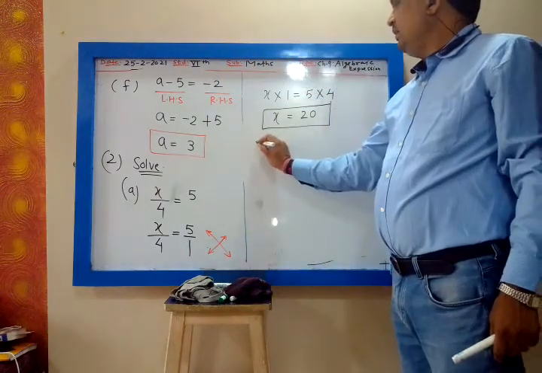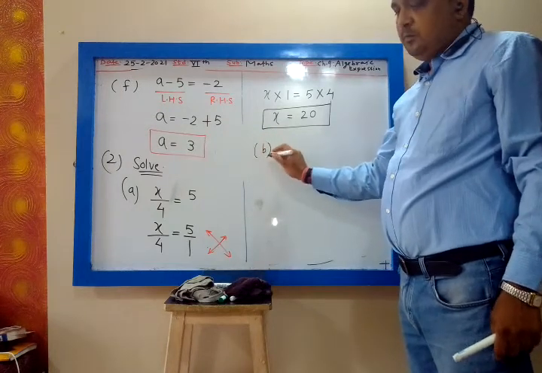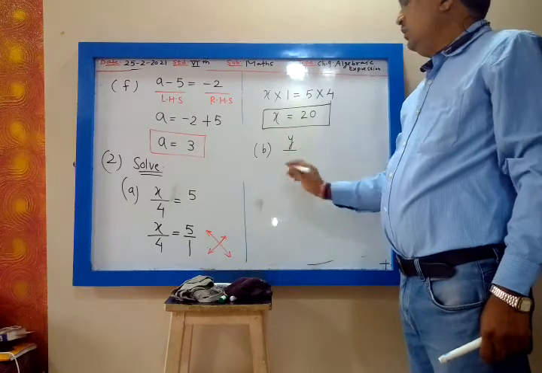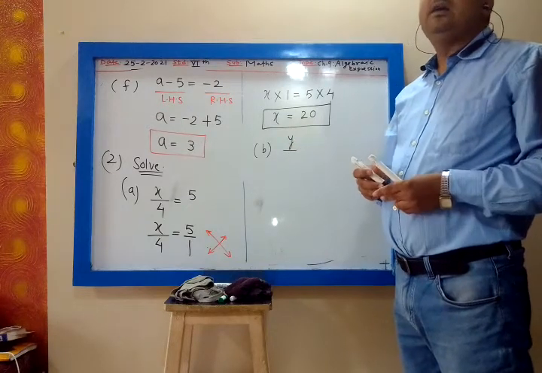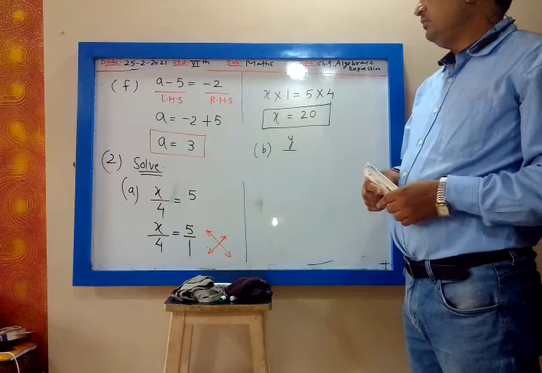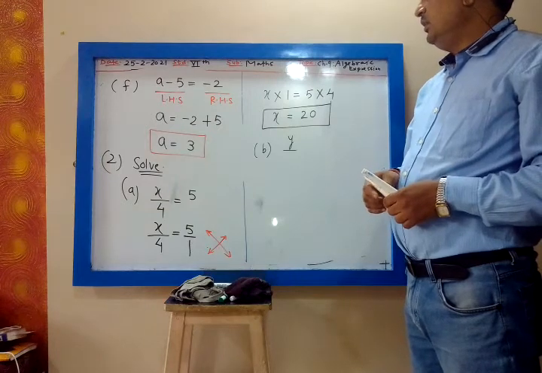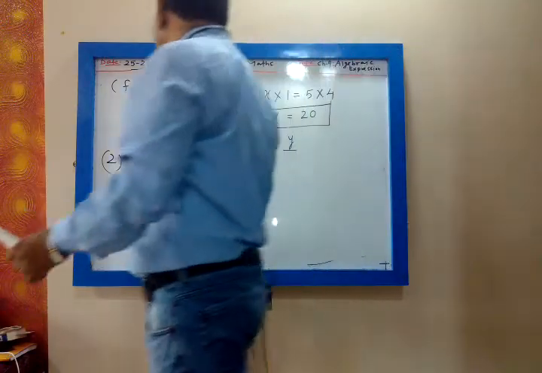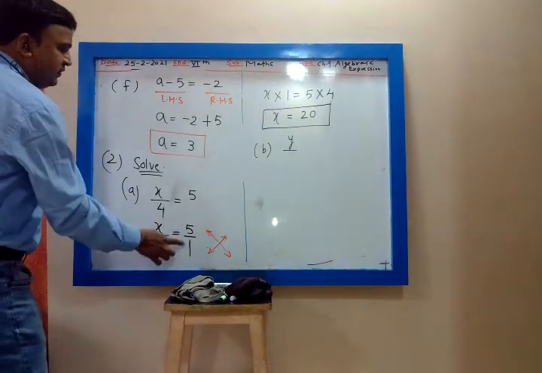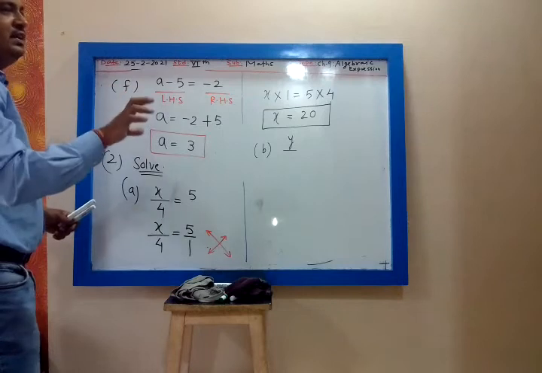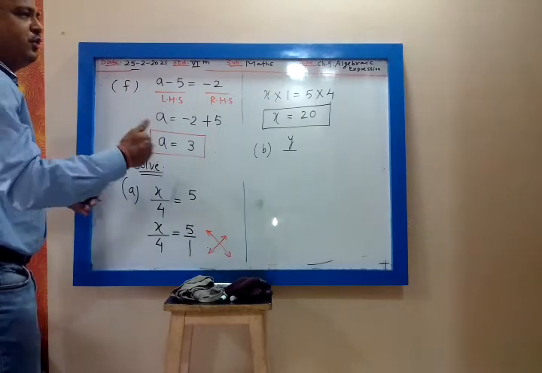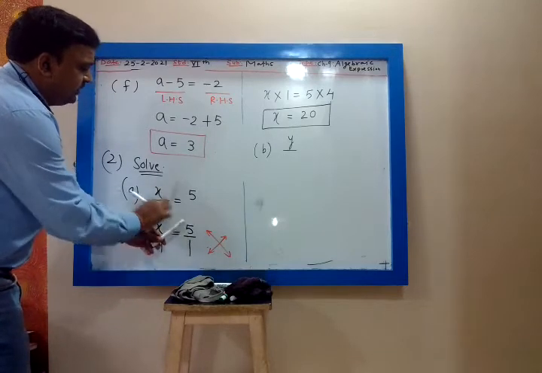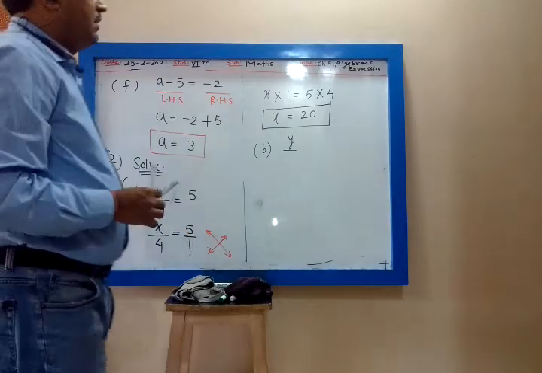Then B, y upon 2. Because, my dear, this is equality of two fractions. x upon 4 is one fraction, 5 upon 1 is another fraction. Whenever there is equality of two fractions, you have to cross multiply. That's all. Understood?